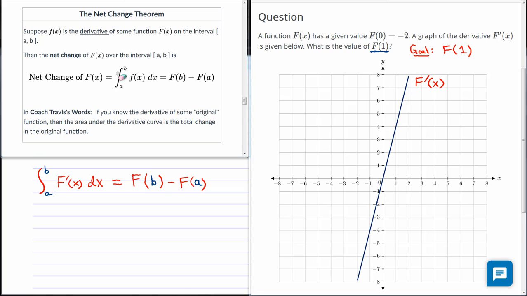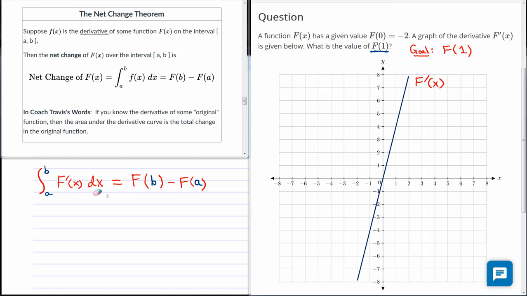So, here's one thing I can do. I can write down the net change theorem. I basically just repeated the net change theorem here, only instead of writing lowercase f, I wrote f prime, because that's the notation being used in this problem. So this is the plain old net change theorem, just using the prime notation to represent the derivative.